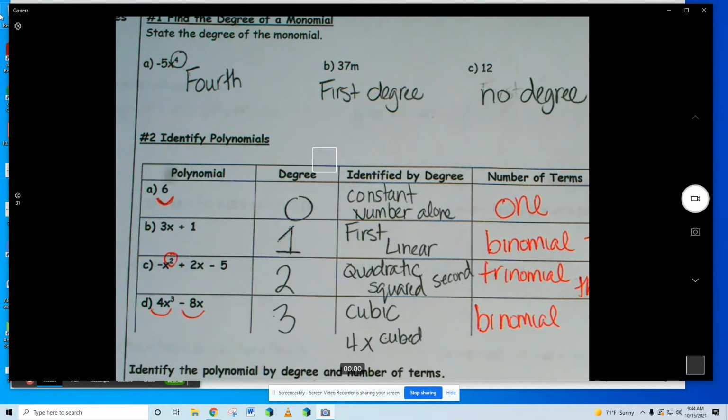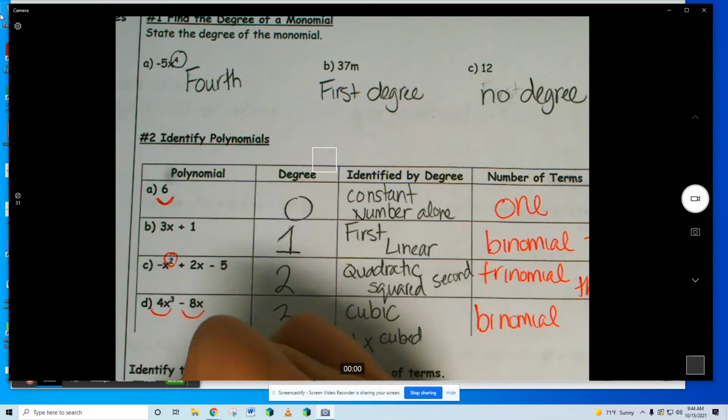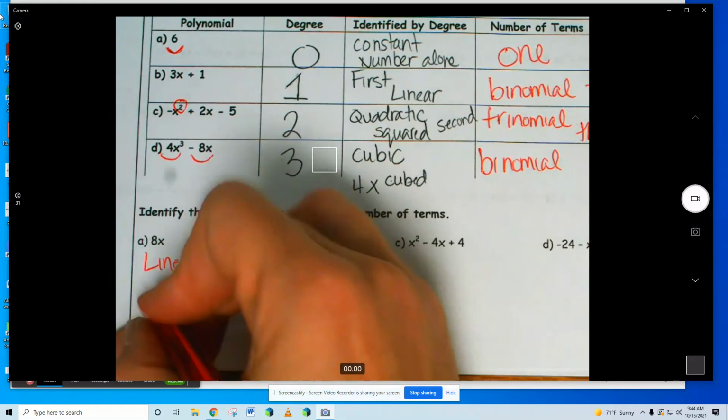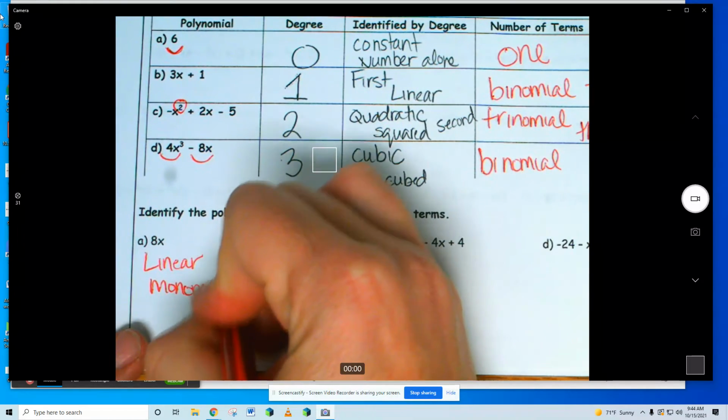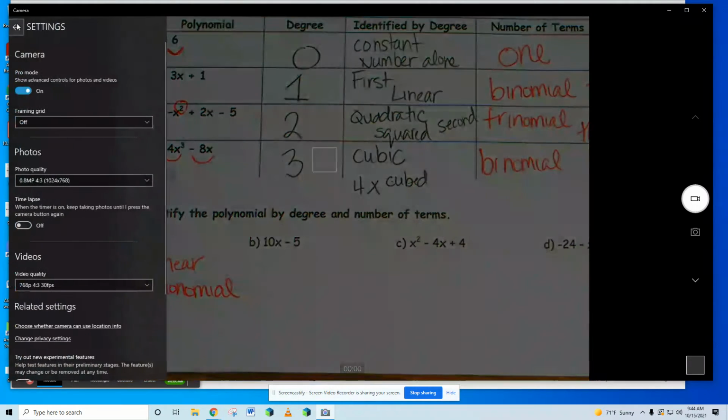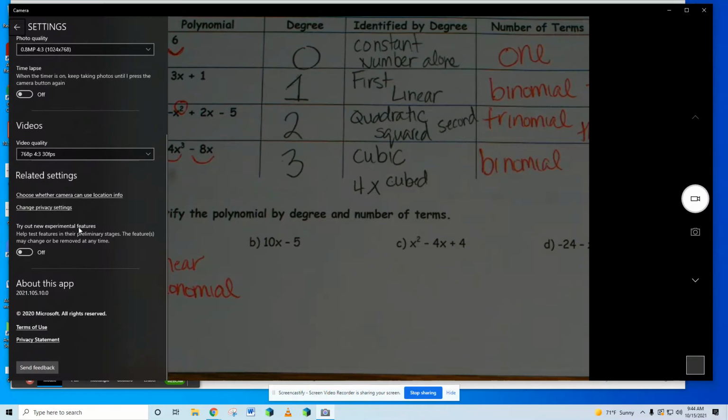Identify the polynomial by the degree and number of terms. So here's what I'm going to write. This is called a linear monomial. Monomial. I have to try zooming out for a second. Zoom, zoom, zoom, zoom, zoom.